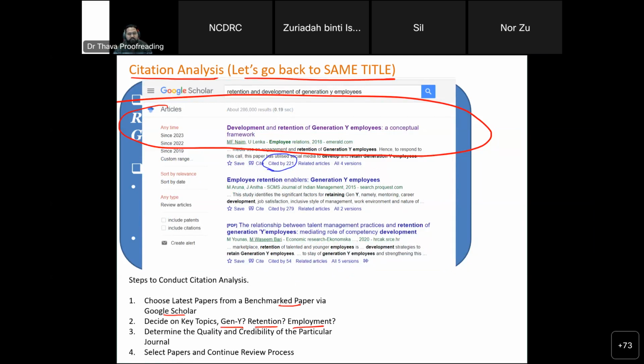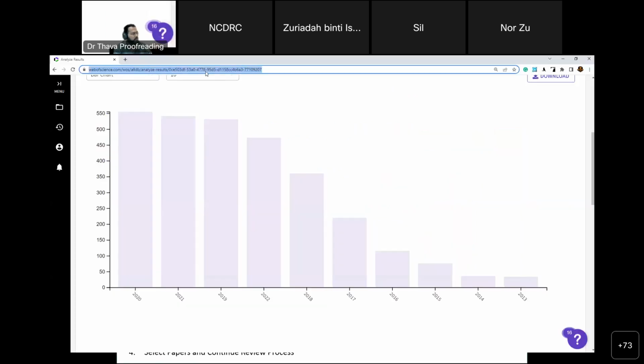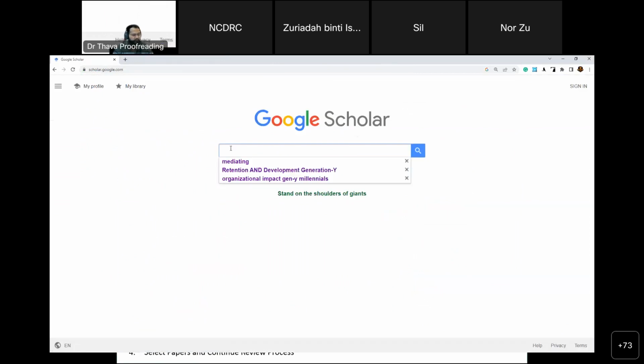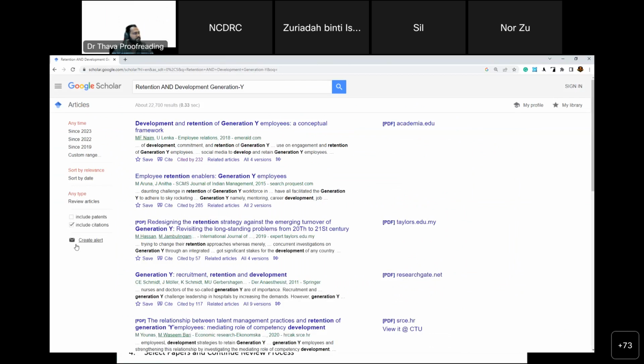Let me go back to here. Web of Science is settled already. We go to Google Scholar now. We search "retention and development generation Y". From this, this is the benchmark paper that talks a lot about this. Let's say, for example, probably not this one, probably this one. But this is a very good impact paper, so I want to look at it. This is a Q2 paper, Web of Science, Emerald Employee Relations. So I want to look at cited by.